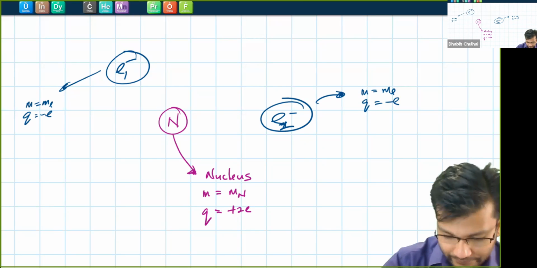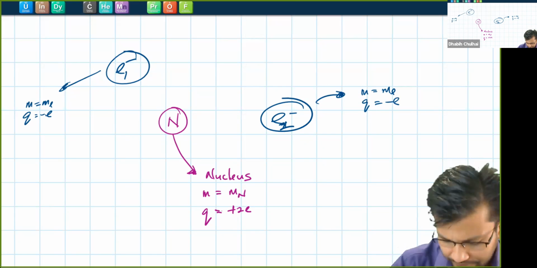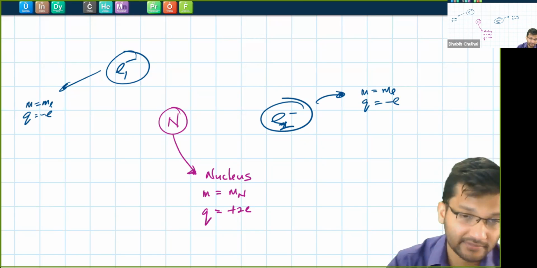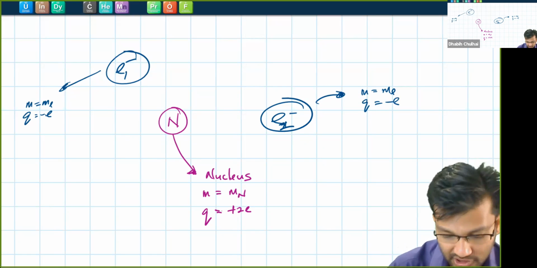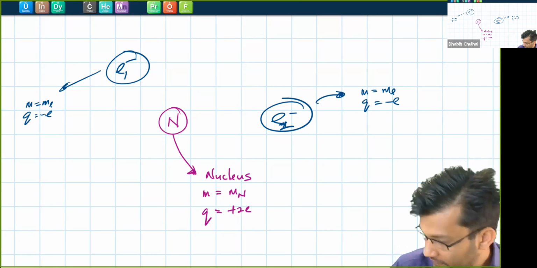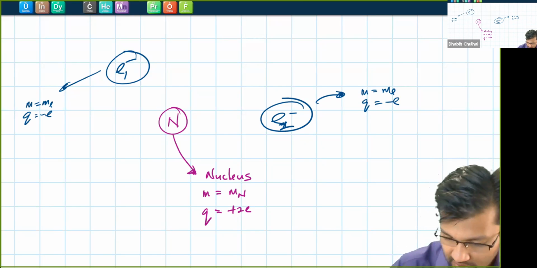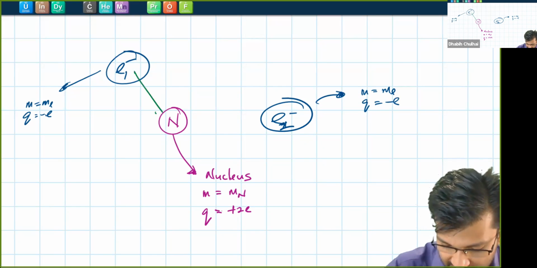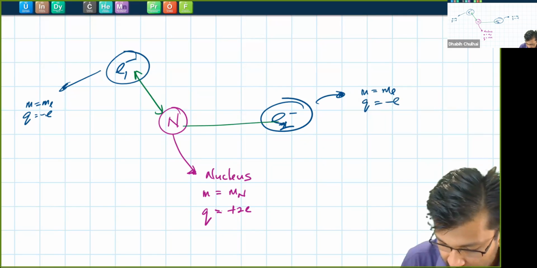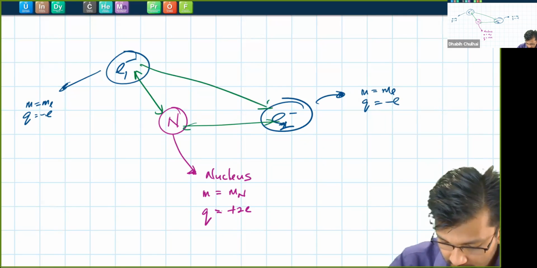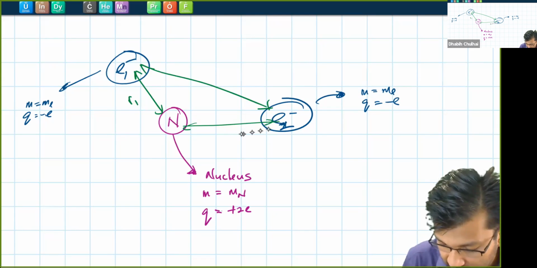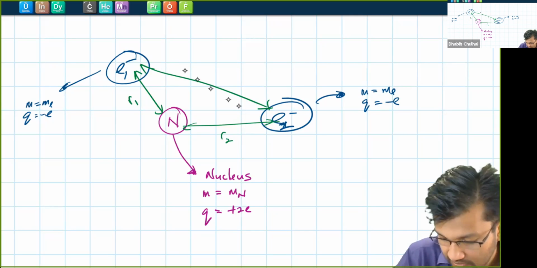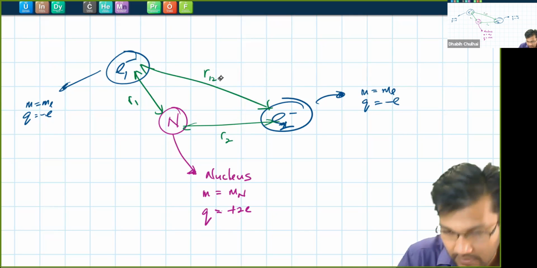All right, so we're talking about a helium atom, it has a nucleus, has 2 electrons. Nucleus has a mass and a charge. Electrons have a mass and a charge. And just to complete this picture, let's specify some distances between each of these little things, right? So the distance between the nucleus and electron 1, we'll say is R1. Distance between the nucleus and electron 2, we'll say is R2. And the distance between the 2 electrons, we'll say is R12.